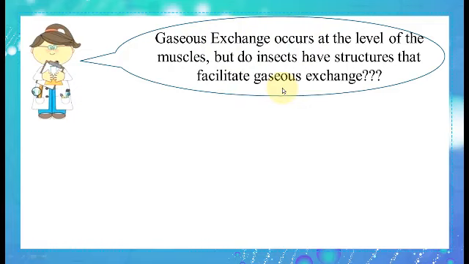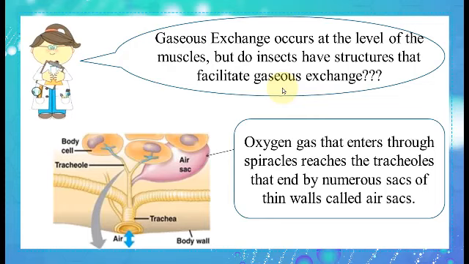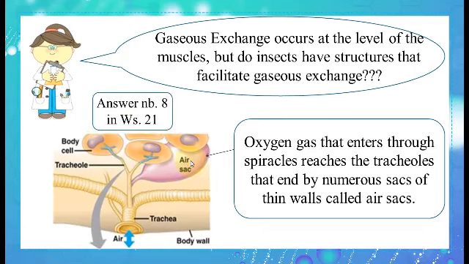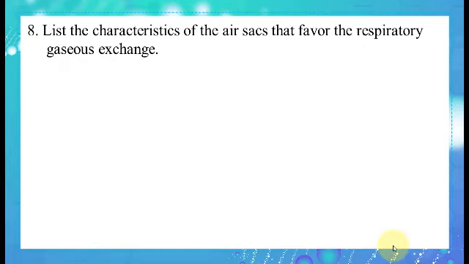But do insects have structures that facilitate gases exchange? Yes, here are the air sacs. So the oxygen gas that enters through the spiracles reaches the tracheals. Those tracheals end with numerous sacs of thin walls called the air sacs. Answer number 8 in worksheet 21. Number 8. List the characteristics of the air sacs that favor the respiratory gases exchange.